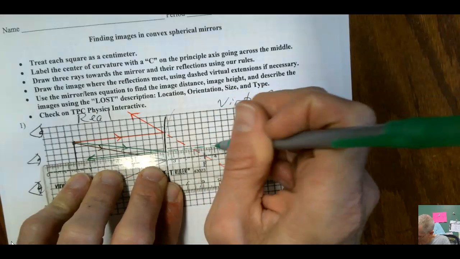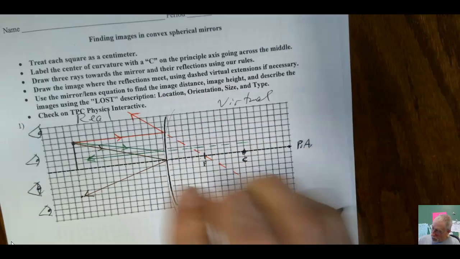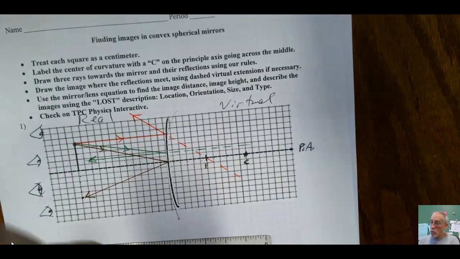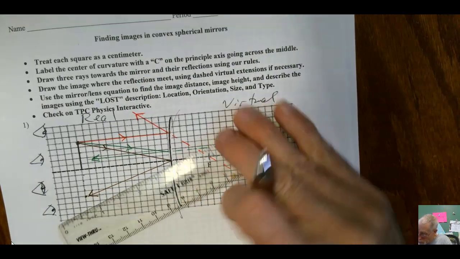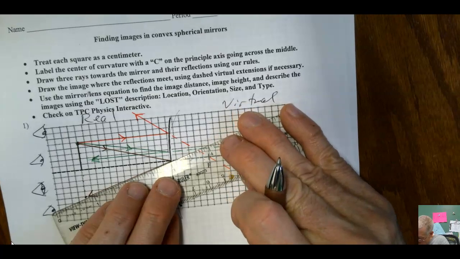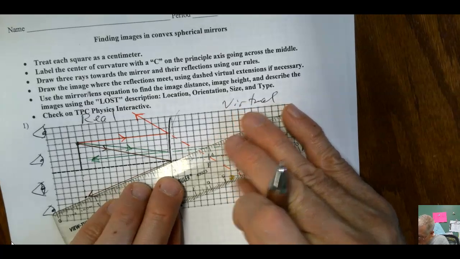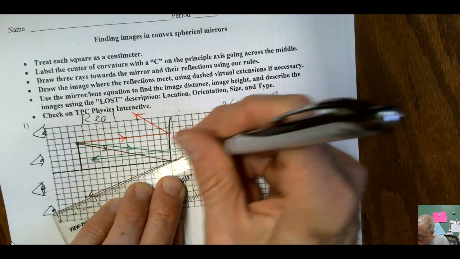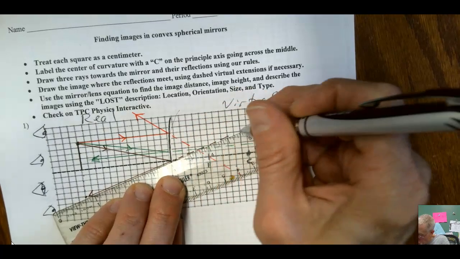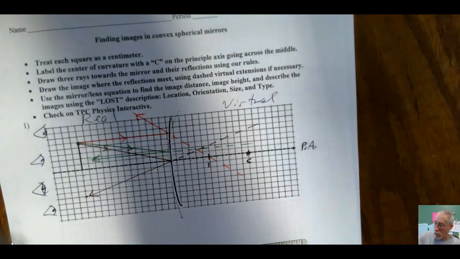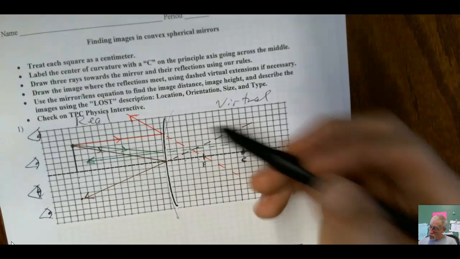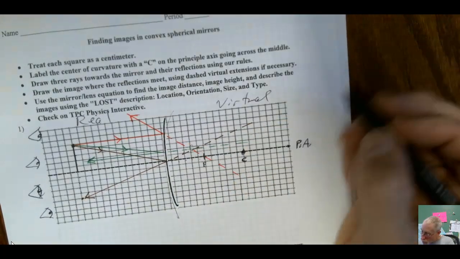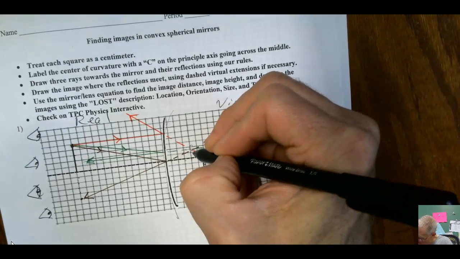And I'm not extending these as though the real light is going this way. This is just what our brain does subconsciously when it sees light rays hitting it. It naturally extends it back and just says to itself, okay, self, I guess that's where the light's coming from, even though we know on a very cognitive level it's not. So there's the point right there where all of these rays seem to be coming from.